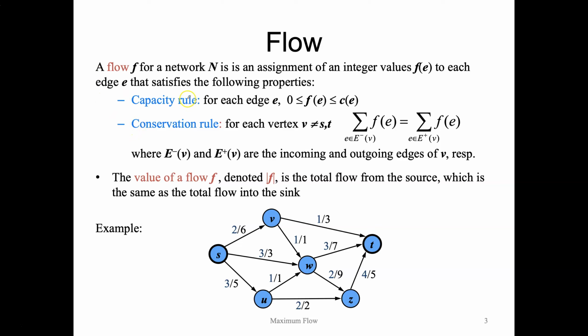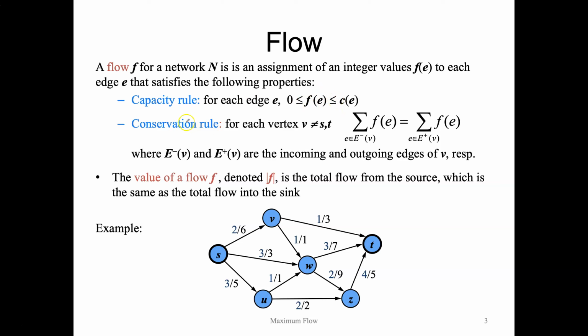Now the capacity rule says that the amount of flow that an edge has can't exceed the capacity of the edge. So to go back to our water flow network example, if a water pipe can only hold 10 gallons of water, then we can't send more than 10 gallons of water at a time through that edge.